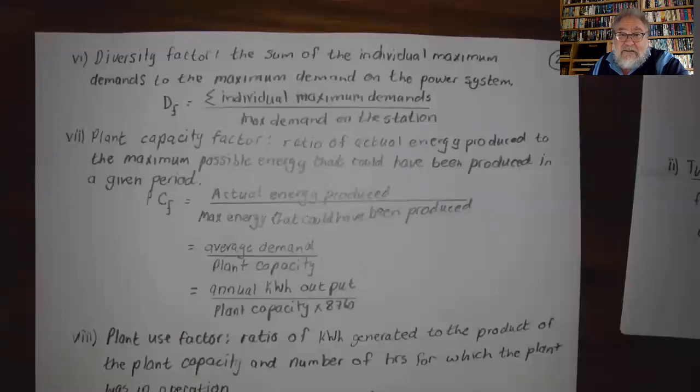Plant capacity factor is the ratio of the actual energy produced to the maximum possible energy that could have been produced in a given period. So the plant capacity factor is the actual energy produced divided by the maximum energy that could have been produced, which is equal to the average demand divided by the plant capacity, which is equal to the annual kilowatt hour output divided by the plant capacity times 8,760.